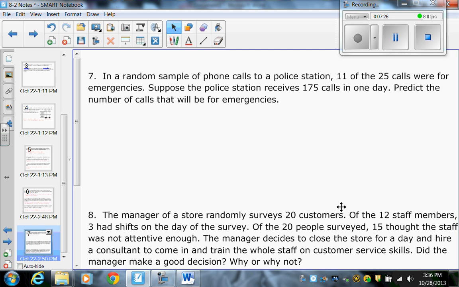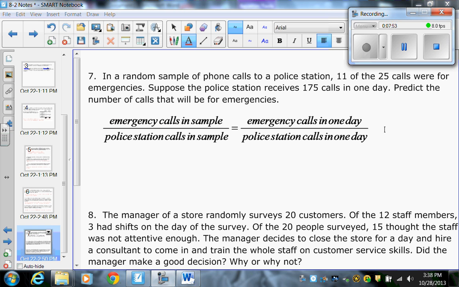Example 7. In a random sample of phone calls to a police station, 11 of the 25 calls were for emergencies. Suppose a police station receives 175 calls in one day. Predict the number of calls that will be used for emergencies. So in this example, when we're trying to make a prediction based on a sample that we have, what we'd do is set up a proportion and cross multiply to solve.